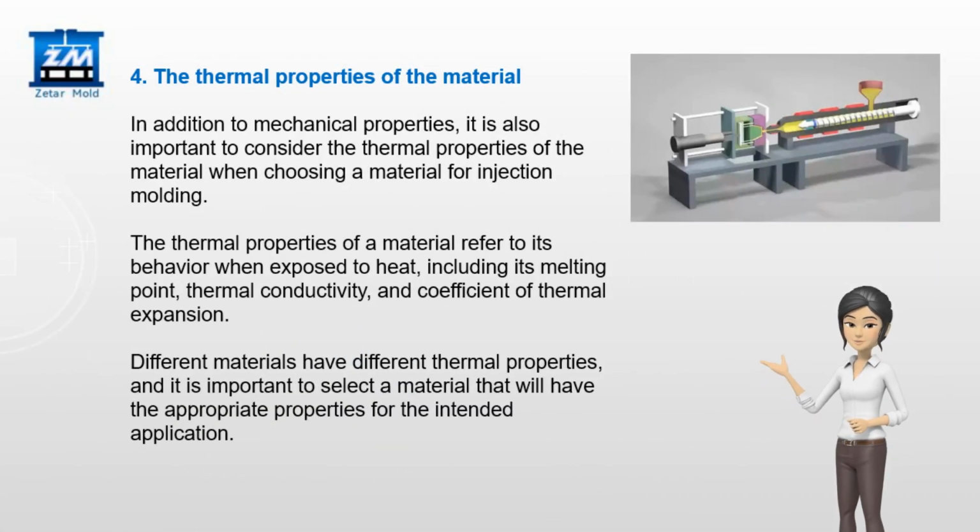The thermal properties of the material. In addition to mechanical properties, it is also important to consider the thermal properties of the material when choosing a material for injection molding. The thermal properties of a material refer to its behavior when exposed to heat, including its melting point, thermal conductivity, and coefficient of thermal expansion. Different materials have different thermal properties, and it is important to select a material that will have the appropriate properties for the intended application.